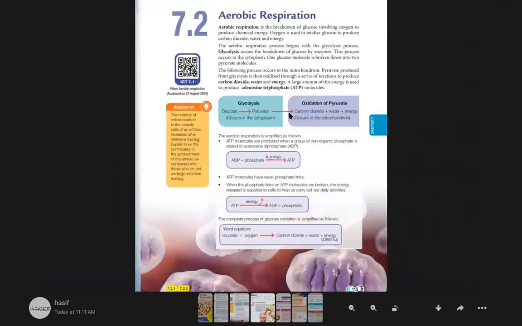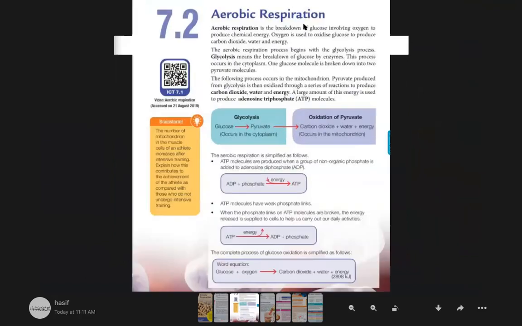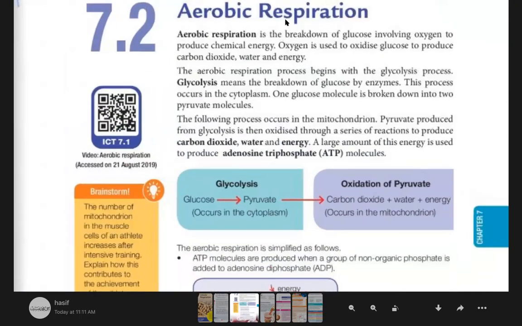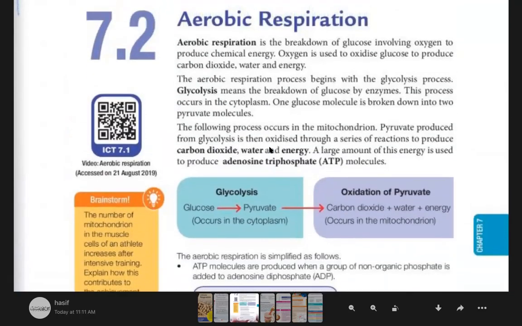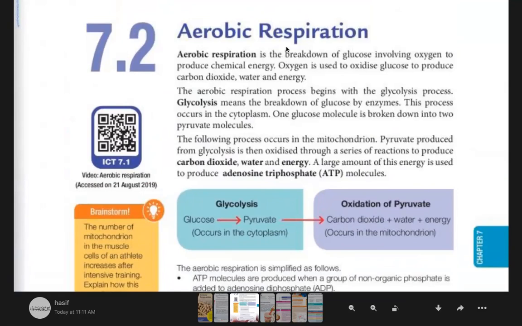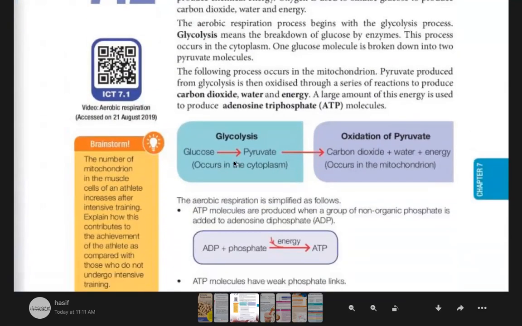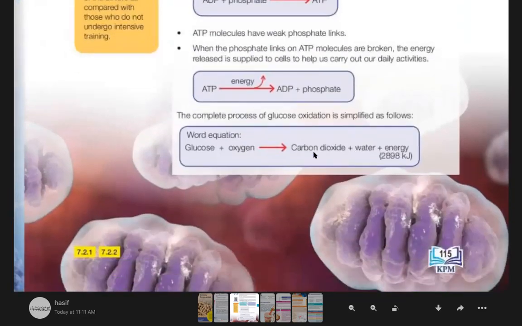Okay, awak kena ingat kalau aerobic respiration, dia sepatutnya kena ada perkataan complete kat sini. Aerobic respiration is a complete breakdown. Tapi kalau anaerobic ataupun fermentation, dia incomplete. Ni breakdown juga kan. Sebab apa complete? Sebab kita akan guna semua glukos. 100% of glucose will be used here. To what? To produce energy.